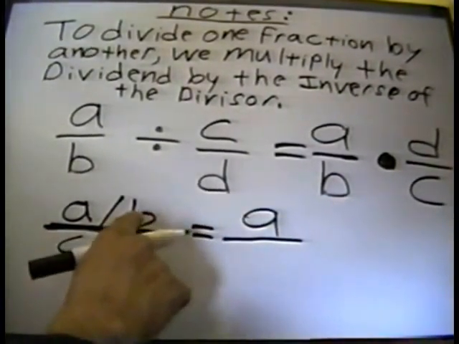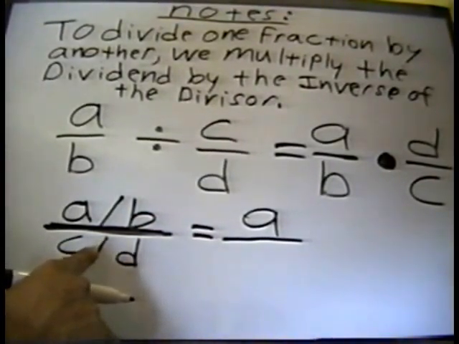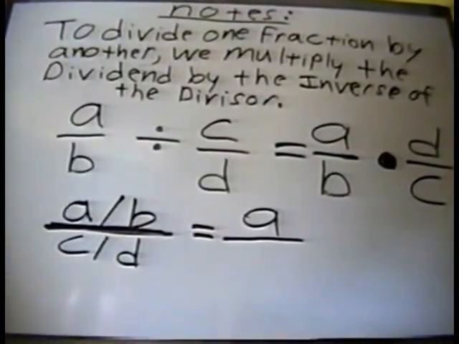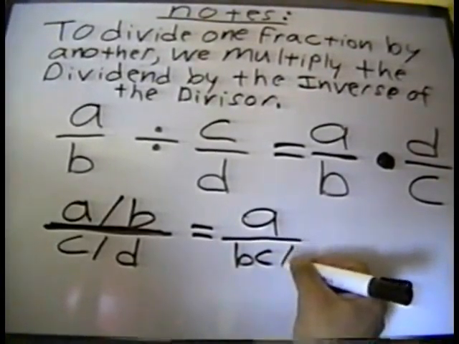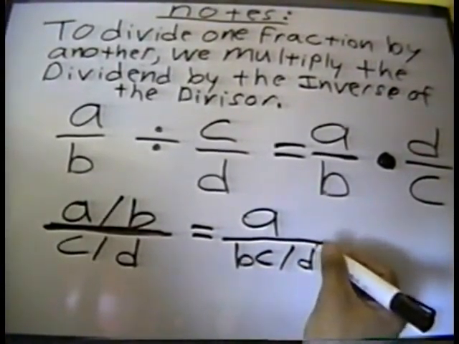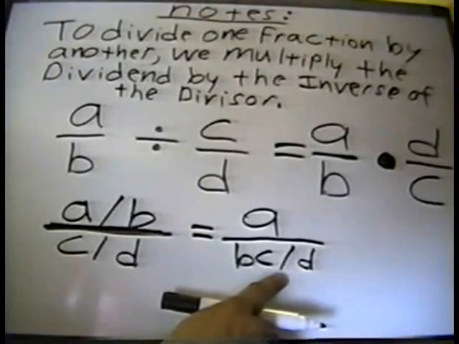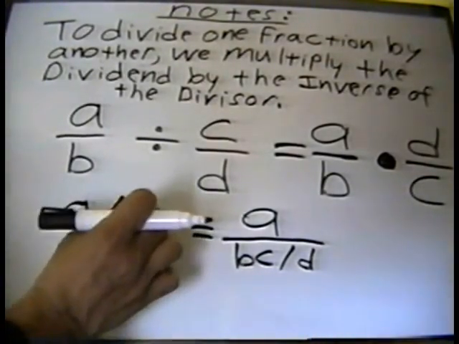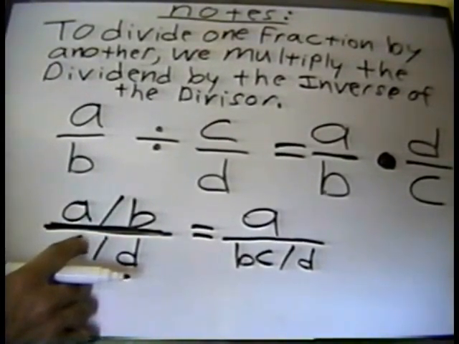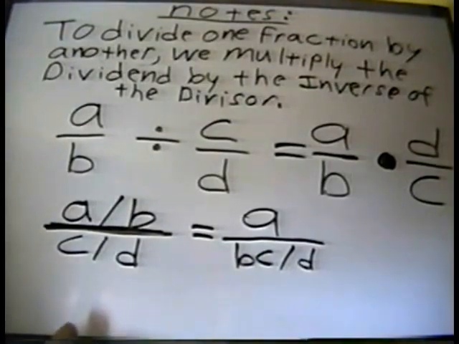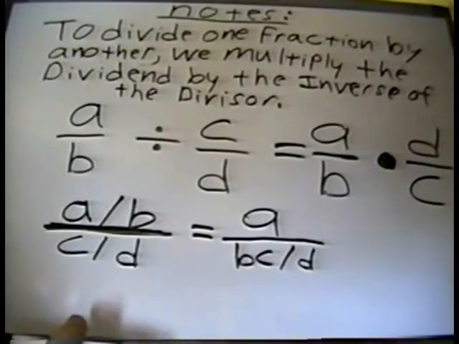Here, now this becomes A, and this B drops down. Now the B is going to drop down here. Now that's going to become BC divided by D. Okay, A over BC divided by D. See, because that B comes down under the dividing bar, but it goes next to C.